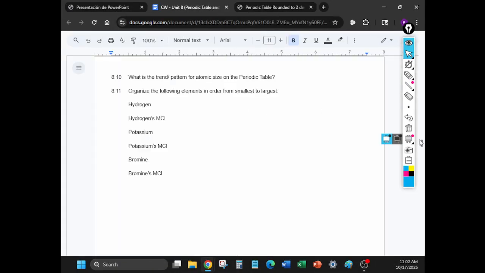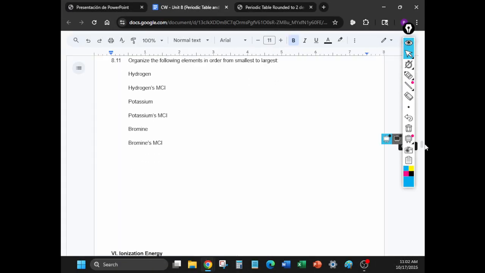We're gonna jump down to 11, and there's gonna be a bit of a difficulty jump here, and the reason why is because not only are we gonna be asked to rank them in terms of size for neutral elements, you're also going to be asked to rank the size for ions as well, and that's where things can get a little bit weird. But if we follow the methodology that we've been using, it's not too bad.